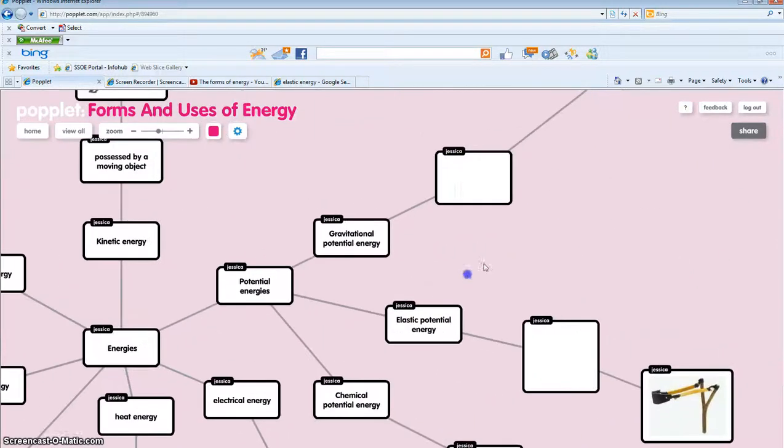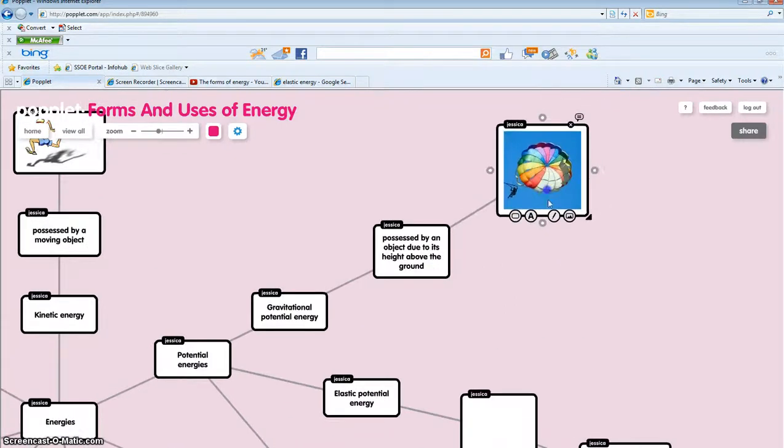Now, let's learn about gravitational potential energy. Gravitational potential energy is the energy possessed by an object due to its height above the ground. This energy exists because of the force of the Earth's gravity. The higher the object is placed, the greater gravitational potential energy it possesses.